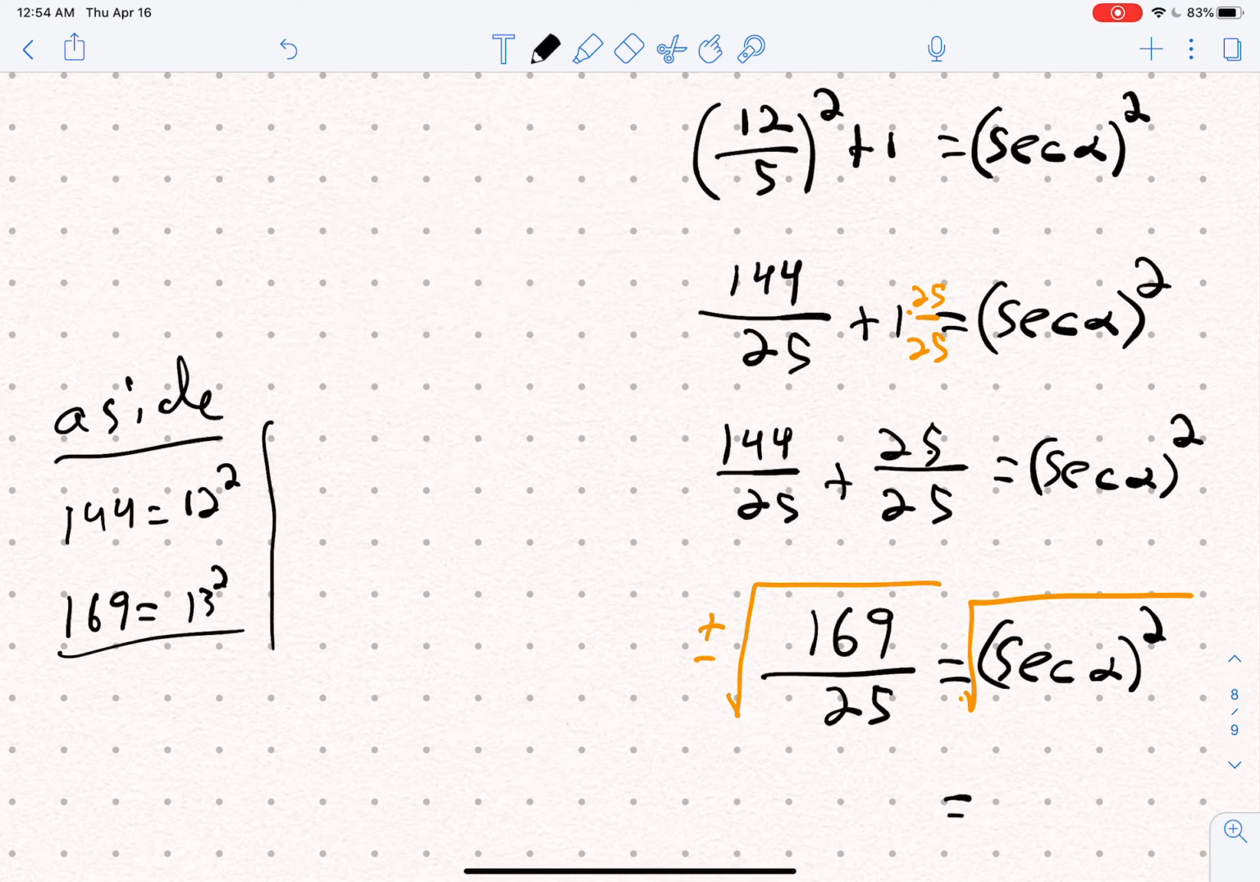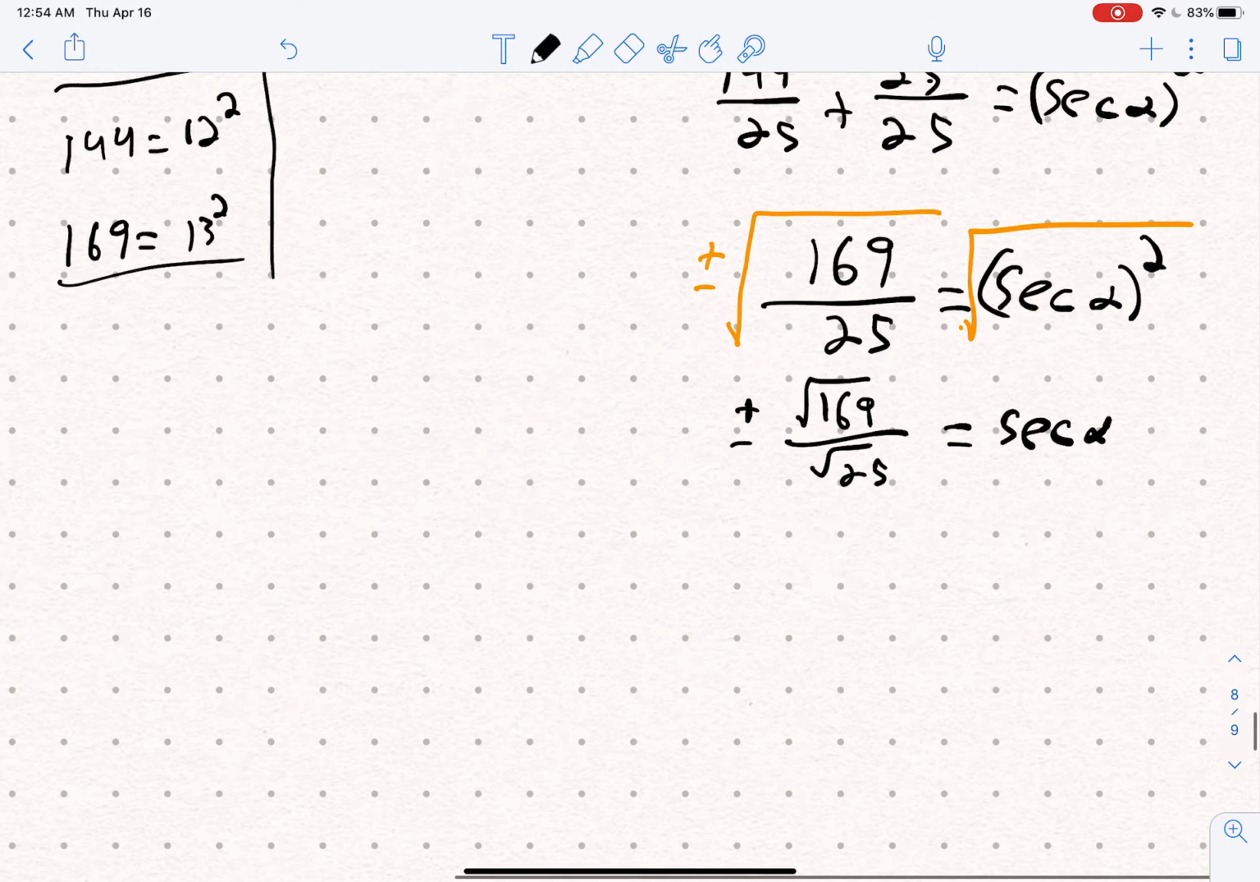So on the right-hand side, they cancel and just give us secant of alpha. And on the left-hand side, we have plus or minus radical 169 over 25. We can split that up into the radical of the top over the radical of the bottom. And as we just noted, the radical of 169 is 13. So this is plus or minus 13 over 5. That's equal to secant.